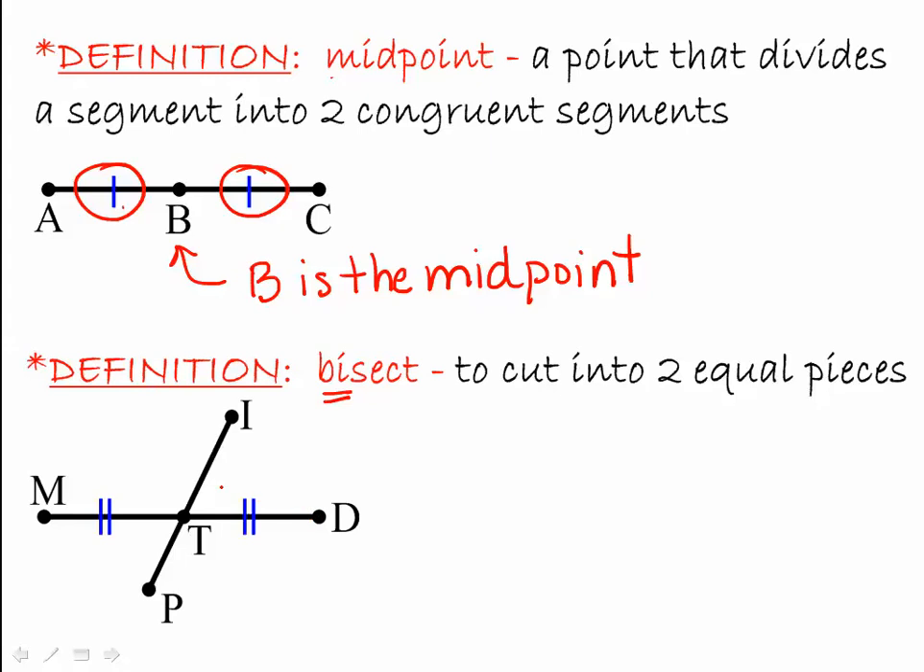I could also say that segment IP bisects segment MD. This is another way of saying that segment MD has been cut into two equal parts. Notice, a midpoint must be a point, but when we talk about bisecting, a point can be a bisector, T bisects MD, a segment can be a bisector, segment IP bisects segment MD. We could also have a ray or a line that is a bisector.